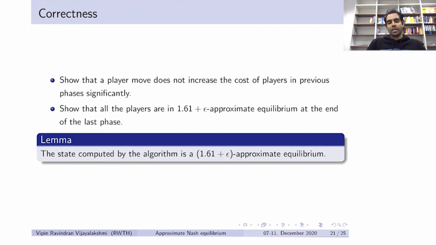So finally, the algorithm converges to a state such that the state computed by the algorithm is a 1.61 plus epsilon approximate Nash equilibrium. So we show that at the end of the algorithm, all the players are in a 1.61 plus epsilon approximate equilibrium, and it only took polynomially many rounds, or polynomially many best response moves, for the game to converge to a 1.61 plus epsilon approximate equilibrium.